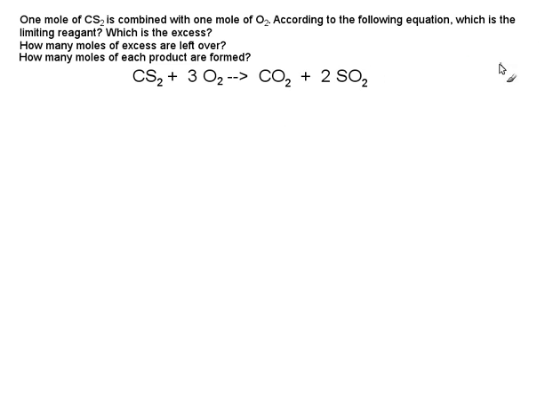Now, to figure it out, we're going to use a bit of stoichiometry. First we're going to find out what is our limiting reagent. In order to do this, we obviously are going to need quantities of both of our reactants. And in this problem, 1 mole of the CS2 is combined with 1 mole of oxygen, according to the following equation. Which is the limiting reagent?